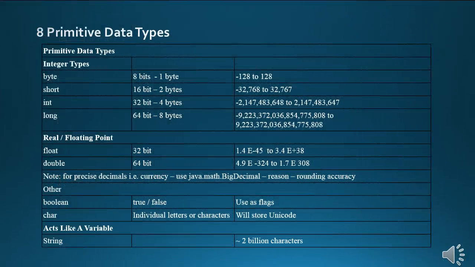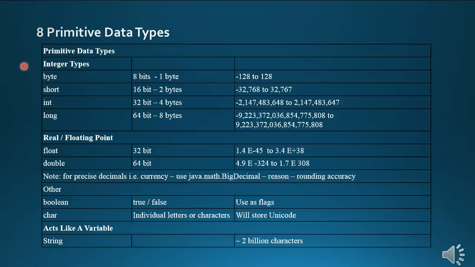Data types. Java has 8 primitive data types, and like I said before, we have to tell Java exactly what type of data we're dealing with. They basically fall into a couple of different categories. We've got two number categories, integer and real/floating point, and then we have boolean, char, and string. Let's talk about the numbers. Integers are whole numbers, no decimals. Then we have real and floating points, which do have the decimal point.